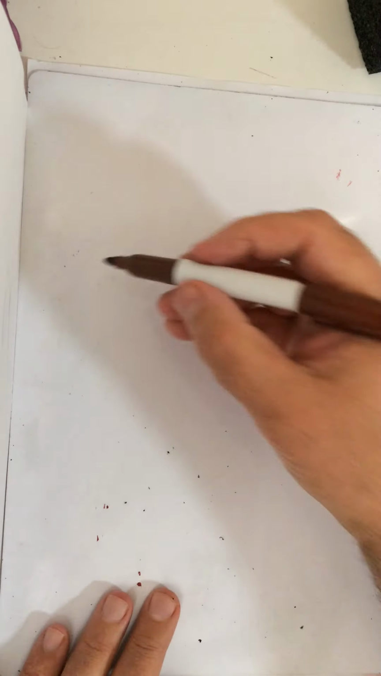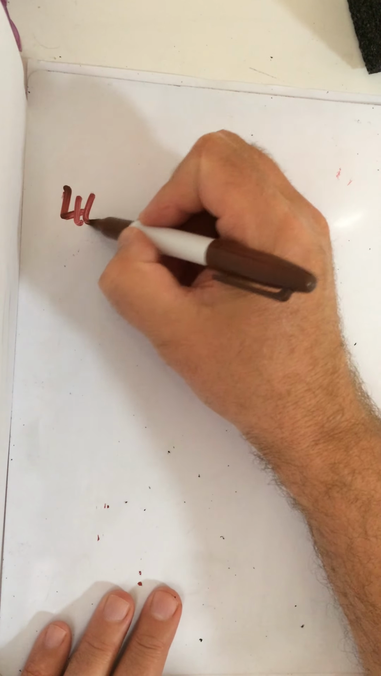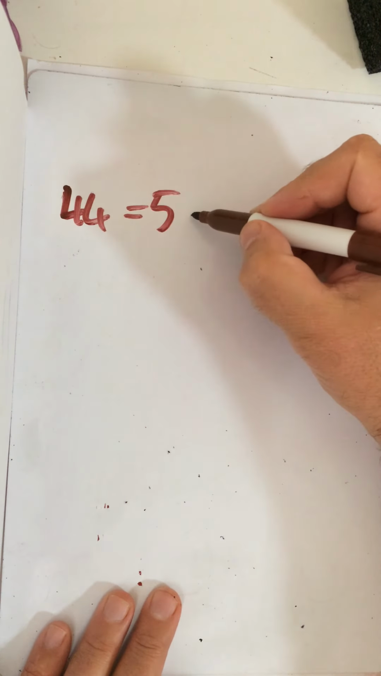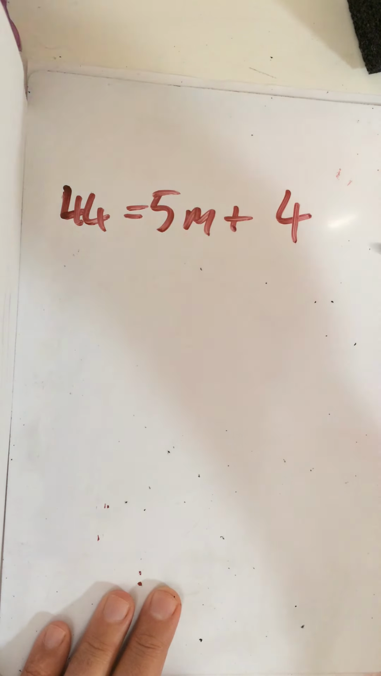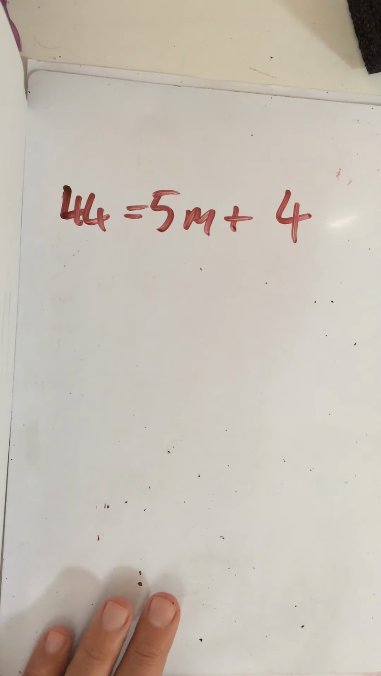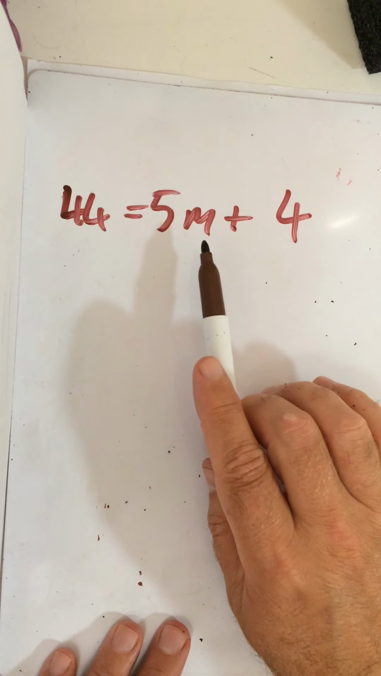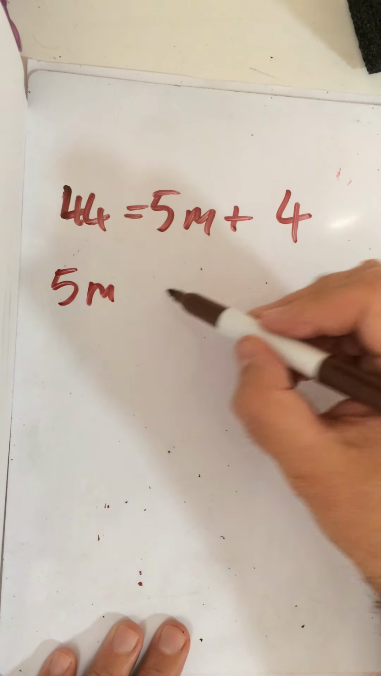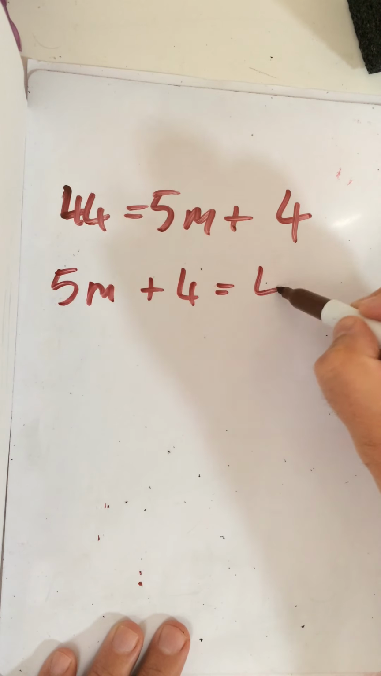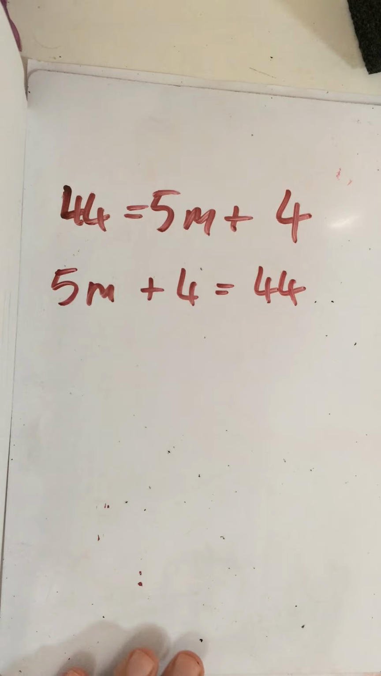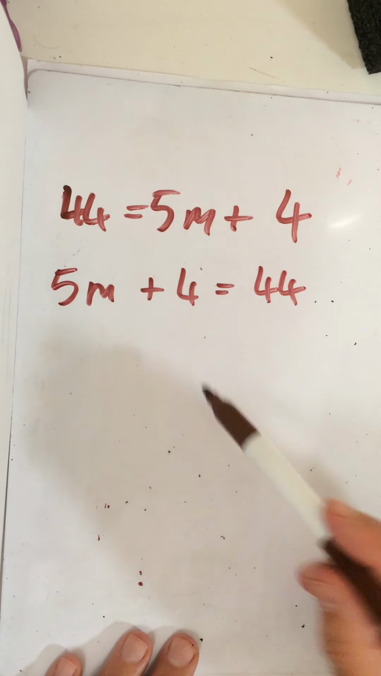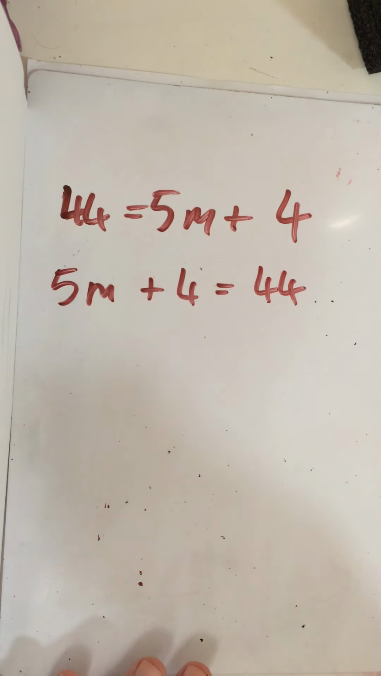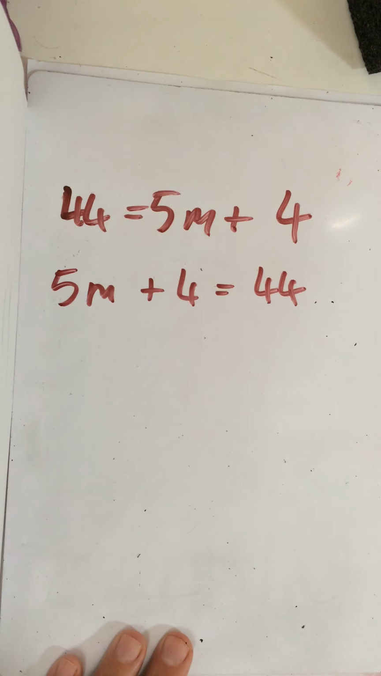Okay. Right. Let's have a look at question 44 is equal to 5m plus 4. Now, my preference on these is always just to swap it over. 4m plus 4 is equal to 44. But you don't have to. You can just work out m on this side of the equation. But I prefer to just swap them over because this is the way I'm used to working.